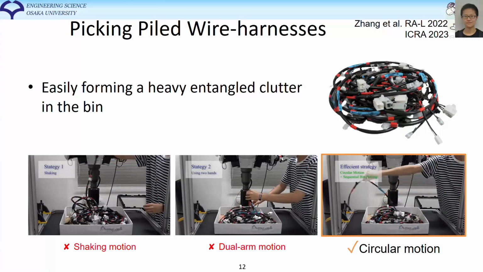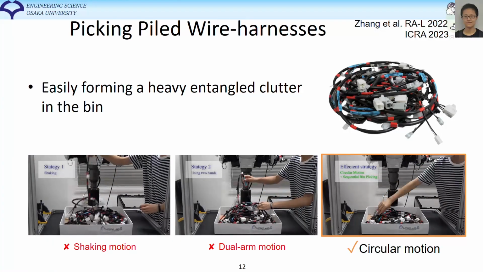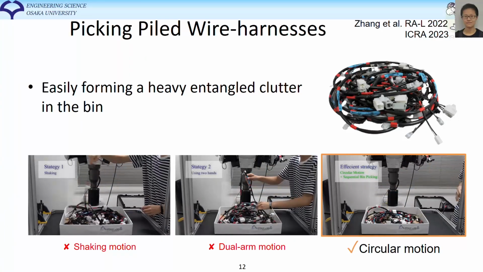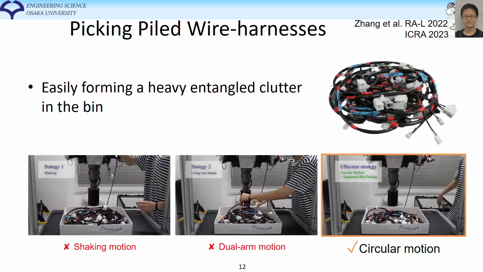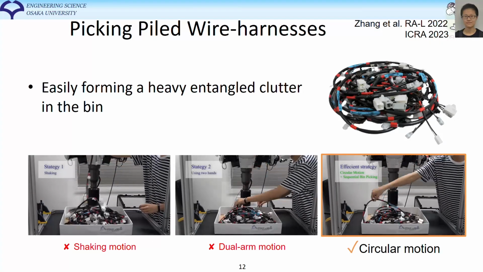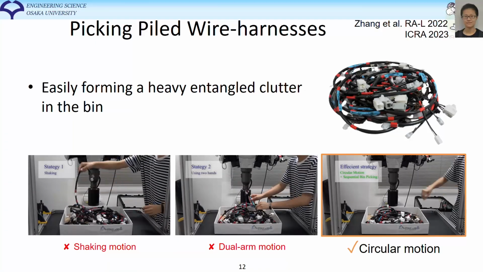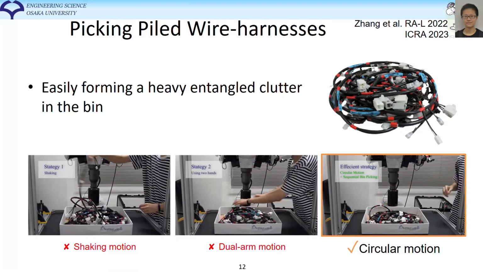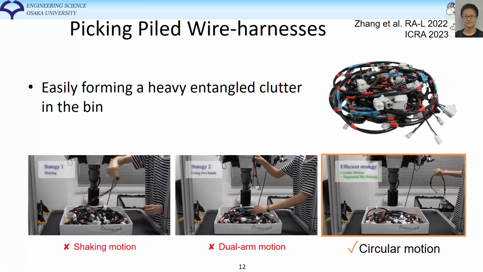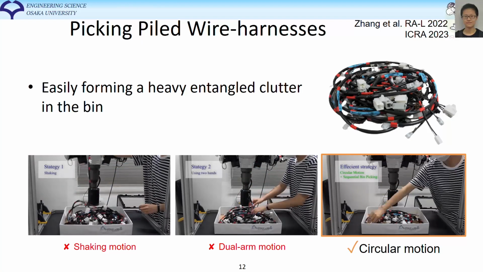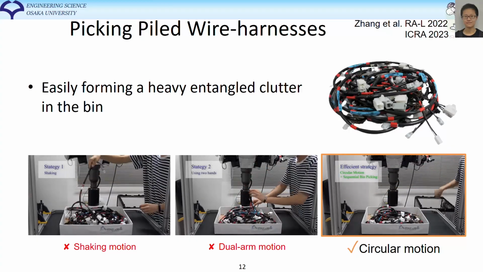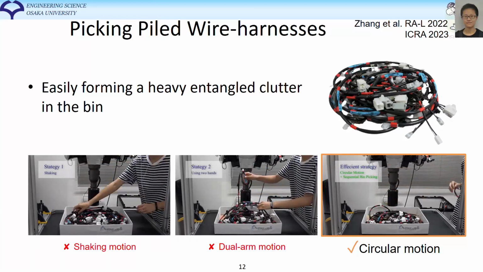Okay, so then we consider a more complex case. This is a collaboration with the automobile company. In the automobile company, there are many industrial parts to be supplied to the assembly line. This is an example of the wire harness. Wire harness is usually supplied in a state like this, where the wire harness is very, very heavily cluttered, heavily entangled.